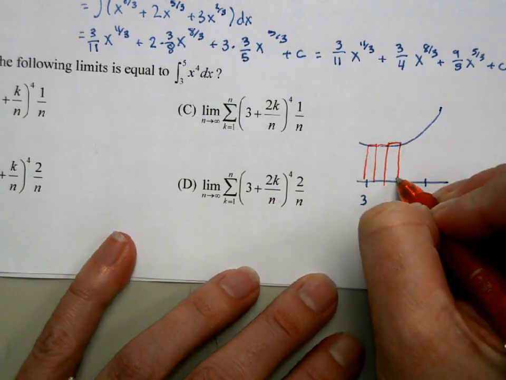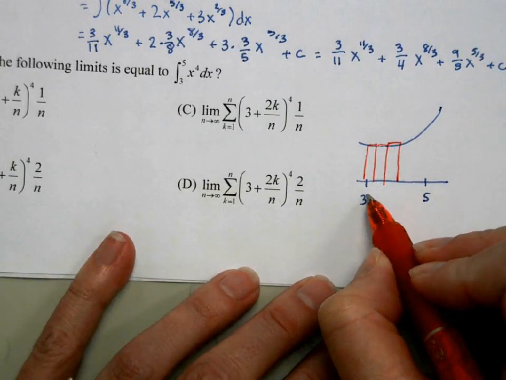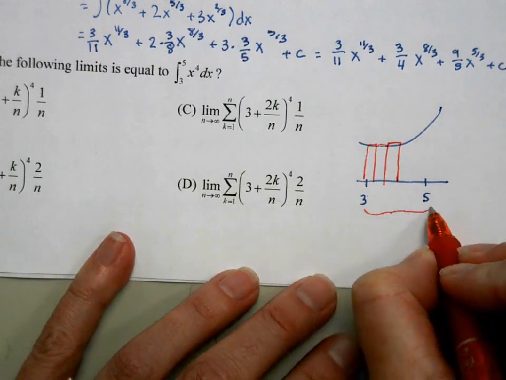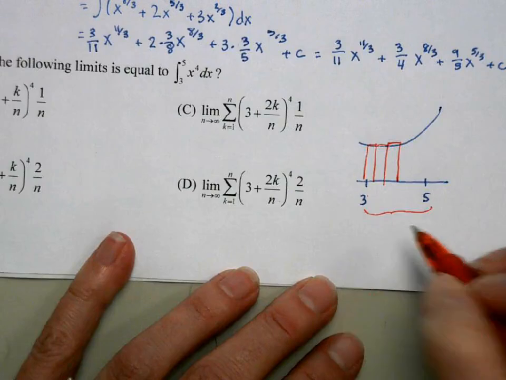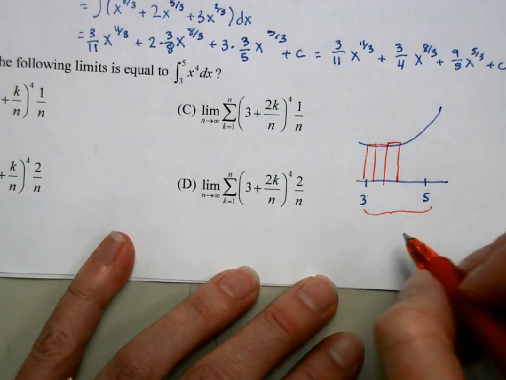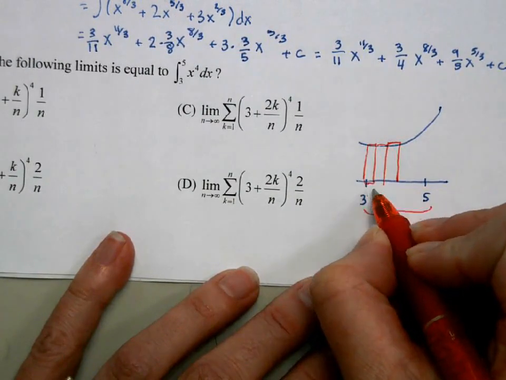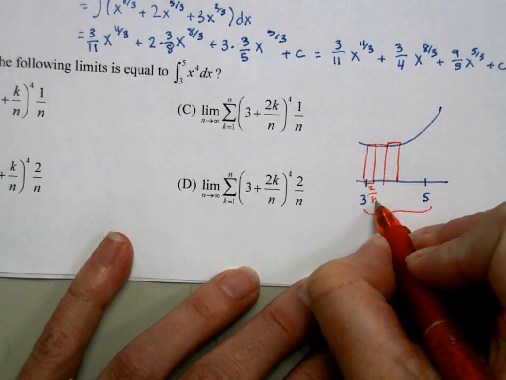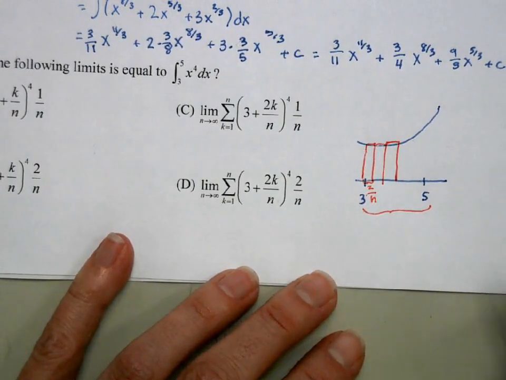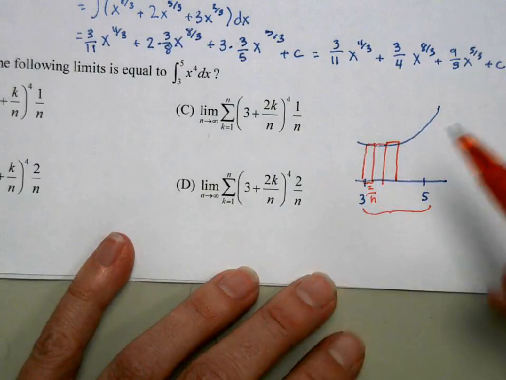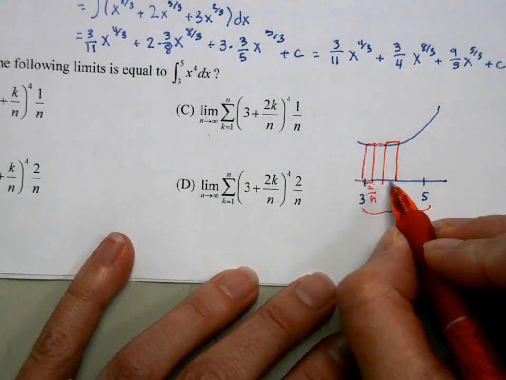Okay. Well, if this is 3, I'm taking the distance from 3 to 5 and I'm cutting that into n rectangles. So the width of each rectangle is going to be 2 over n. However many n we want to squeeze in there, obviously we want n to go to infinity. So each of these widths is going to be 2 over n.